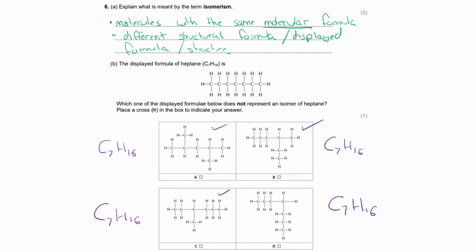So remember that around bonds you have what we call free rotation. So what I could do is, let's just count the longest carbon chain in this one. 1, 2, 3, 4, 5, 6, 7. It is the same as heptane. All I've done is I've twisted it slightly so it looks like it's at a right angle. It is exactly the same. So D is the answer because it doesn't have a different structural formula. It's just been twisted so that it looks bent, whereas actually it isn't.